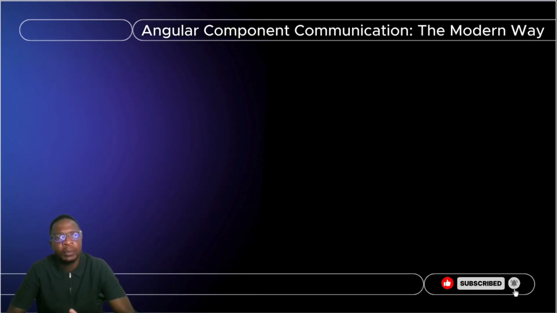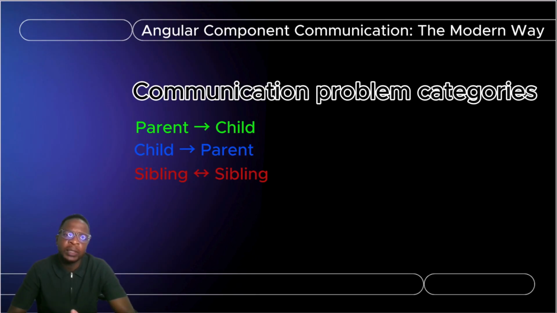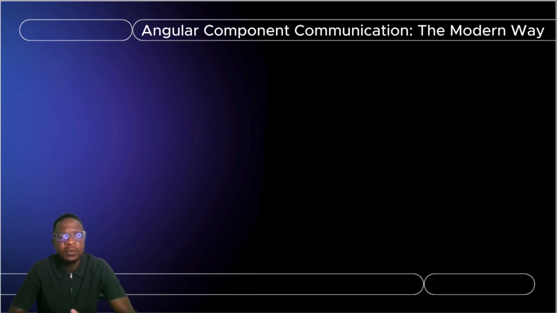Every communication problem you will face in Angular usually falls into one of these categories: parent to child, or child to parent, or sibling to sibling, or shared or global state. If you understand these four patterns, you understand Angular component communication.